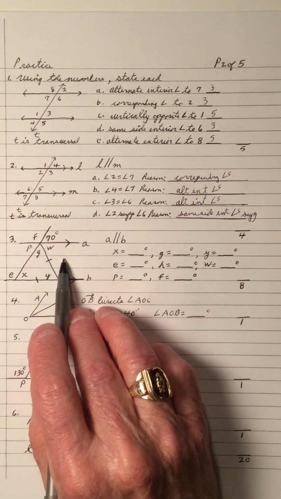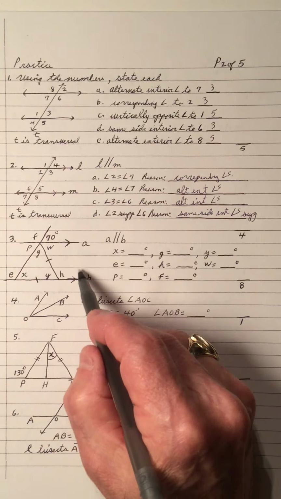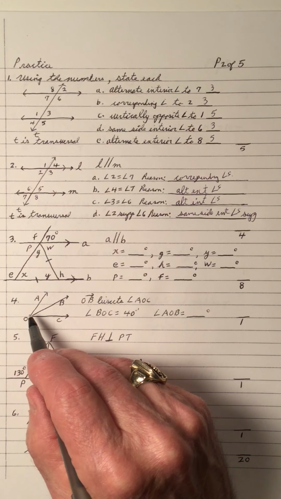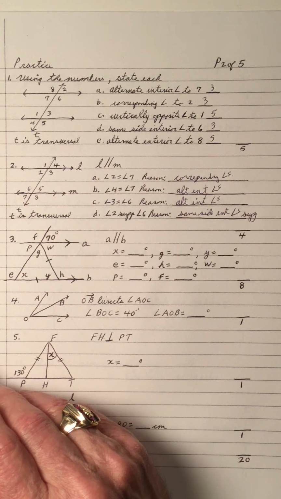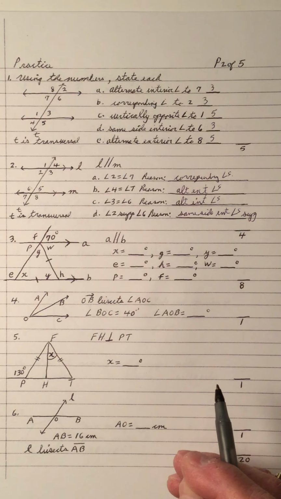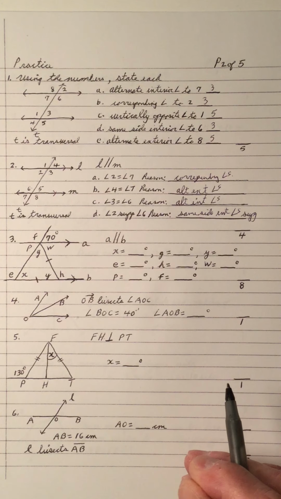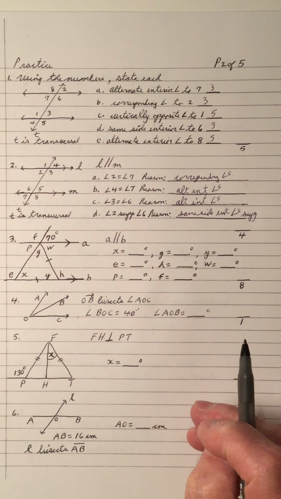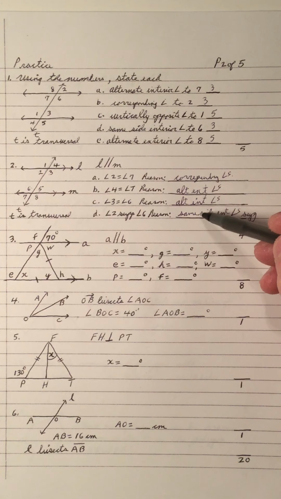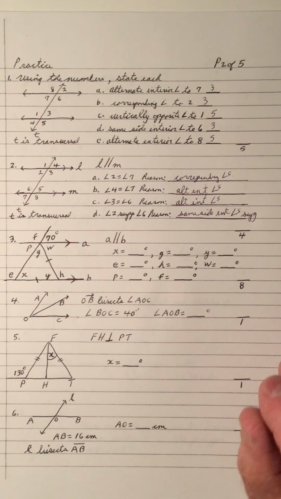Number 3. A is parallel to B. I have the lines marked, see them, the arrows. So if A is parallel to B, when you hear of parallel lines, you think of corresponding angles equal, alternate interior angles equal, alternate exterior angles equal, same side interior angles supplementary. All of these will come into play. So automatically, parallel lines means angles are equal, 9 out of 10 times.